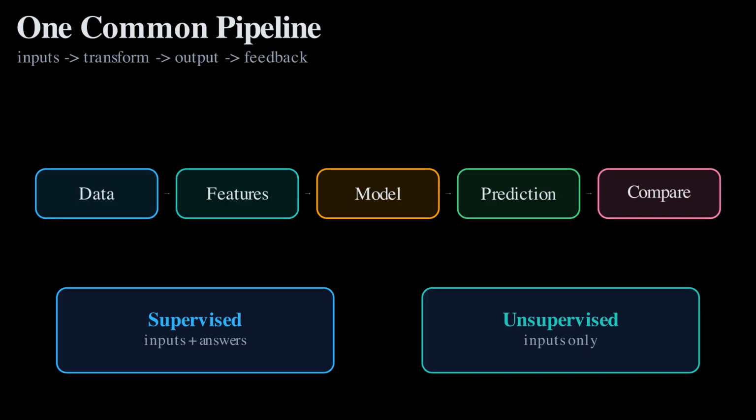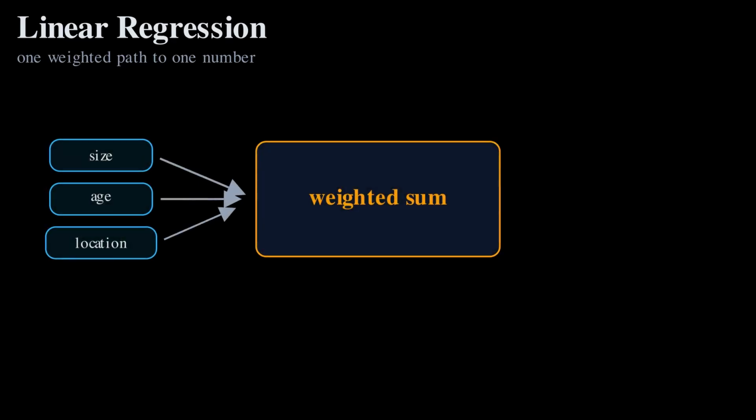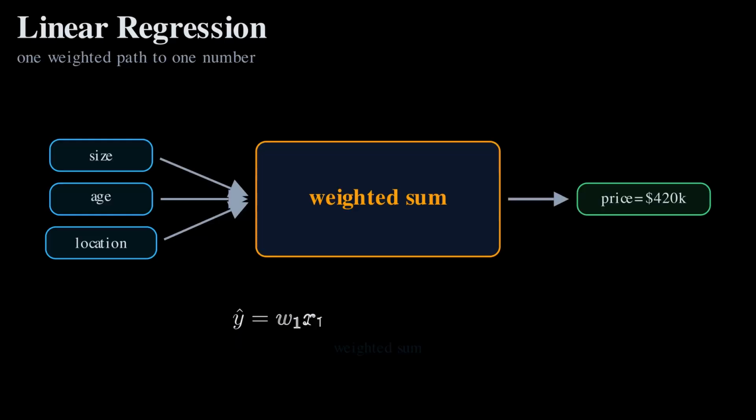We collect examples, turn them into features, send those features through a model architecture, calculate an output, and compare that output with reality. When the task is supervised learning, the model receives both inputs and correct answers during training. When the task is unsupervised learning, the model only receives the inputs and must discover structure on its own.